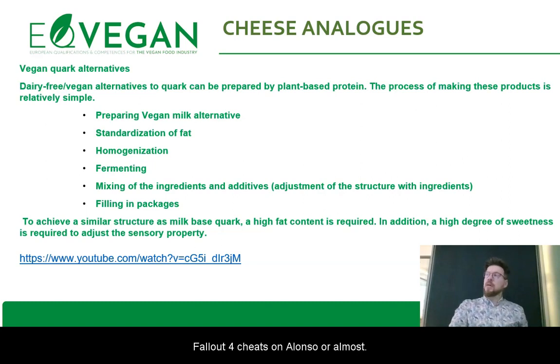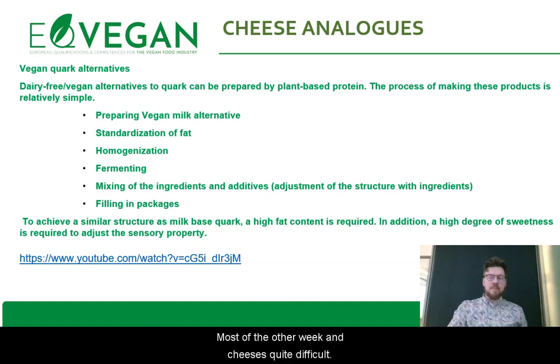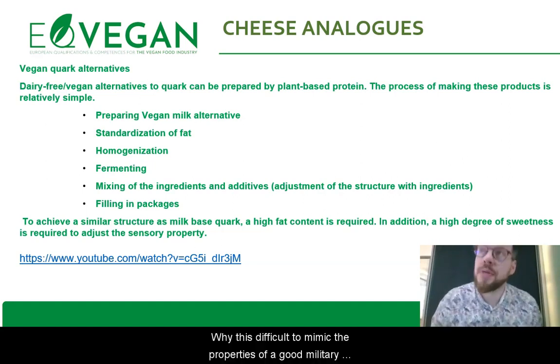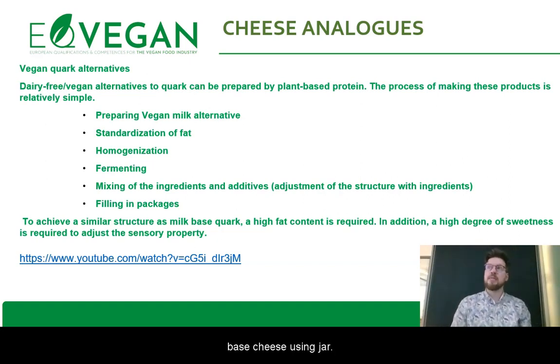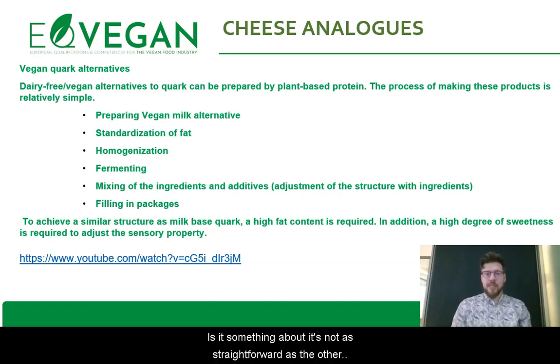For cheese analogues, almost the only viable one currently is the quark analog. Most of the other vegan cheeses are quite difficult, or it is difficult to mimic the properties of a good dairy-based cheese using just plant-based materials. This is something that needs to be said, that it's not as straightforward as the other dairy analogues.